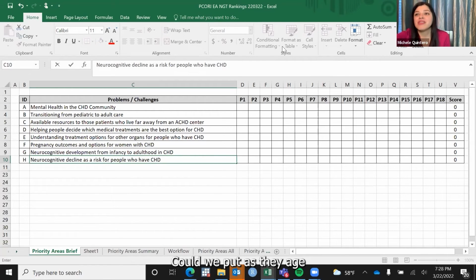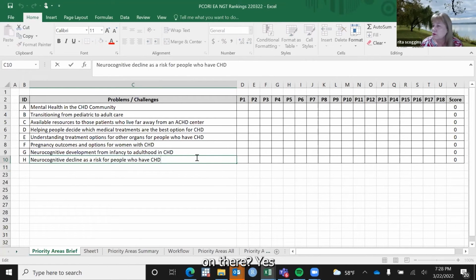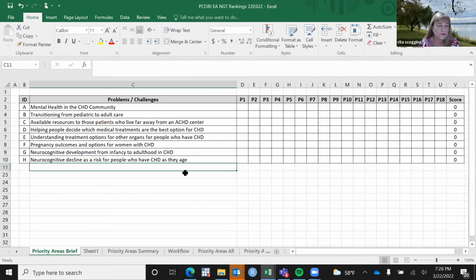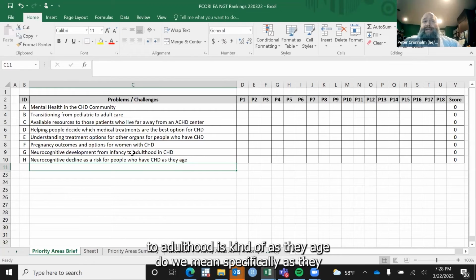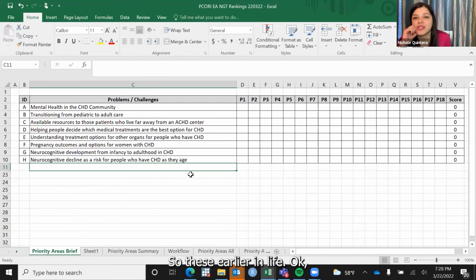Okay. Would we put "as they age" on there? Yes. And actually, infancy to adulthood is kind of as they age. Do we mean specifically as they become older adults, or does this happen earlier in life? I guess earlier in life. Okay. Yeah. Okay.